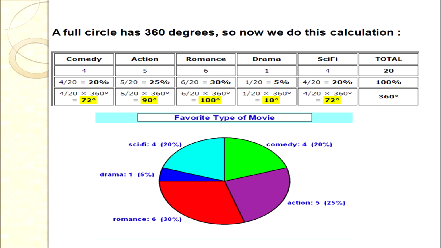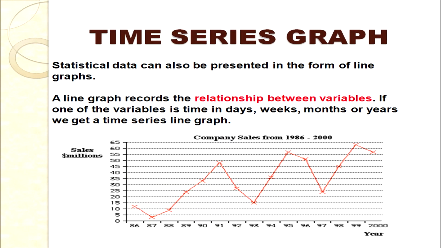Romance. After that, what kind of movie do people like to watch? Yes, action movies. Now, what are time series graphs?